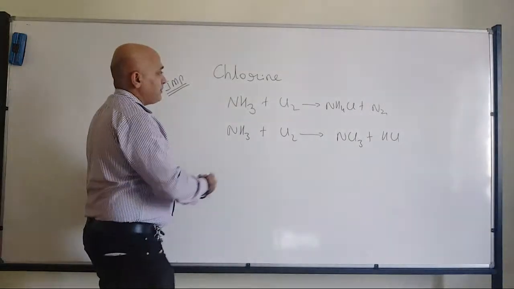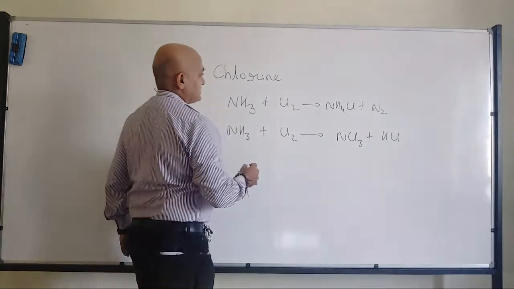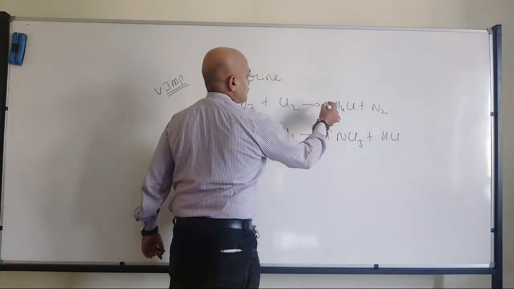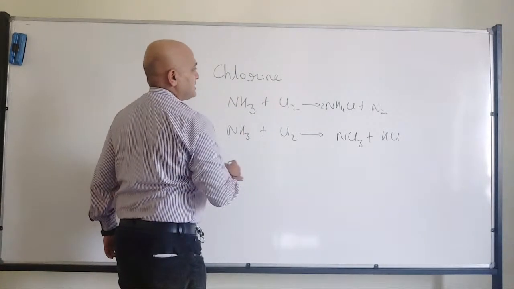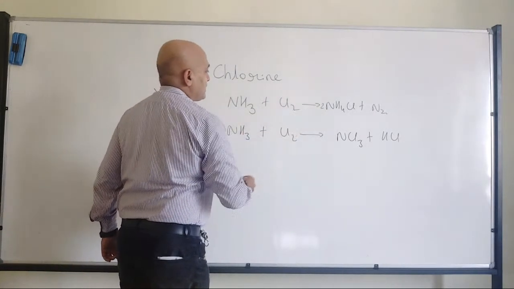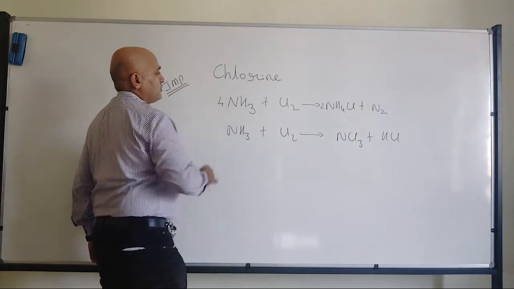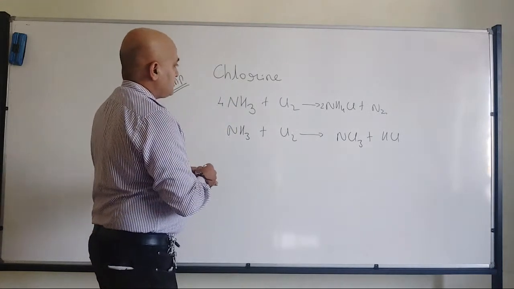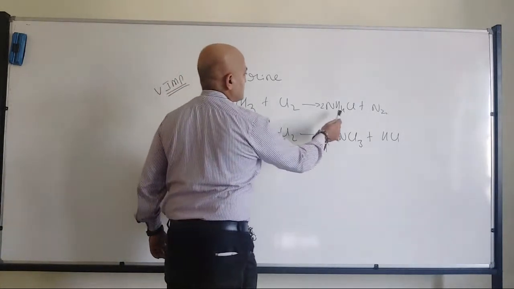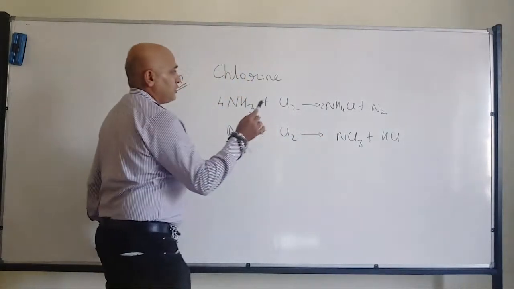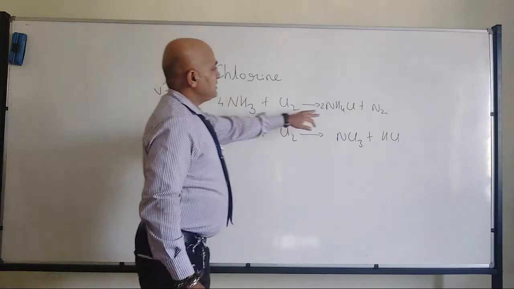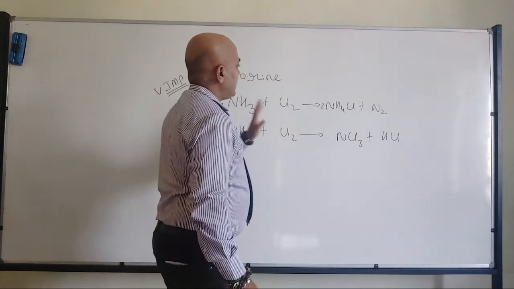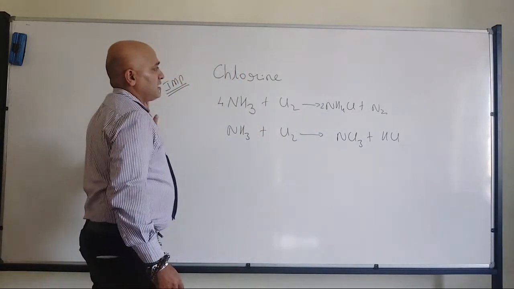See, for example, the first one we will balance. Here it is 2 chlorine, so for the time being I will make it 2. Then 2 2s are 4, 4 nitrogen, so I will make it 4. Fine. So 3 2s are 6, 4 2s are 8. No, it will not work out because 4 3s are 12. Here it is only 4 2s are 8. So hydrogen is not getting balanced.